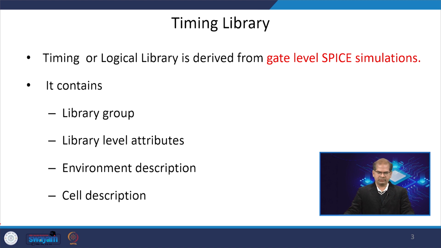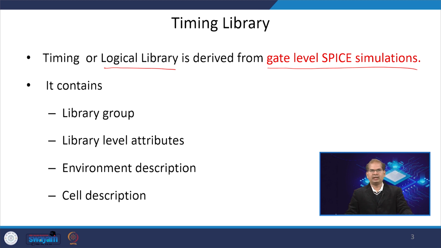If you look into the timing library, it is also popularly known as the dot lib, or the logical library. Why is it called a logical library? It has no gate level information inside it, but it has the timing and power information stored inside this file. How can we get that data? Through gate level SPICE simulation. The timing or logical library is derived from gate level SPICE simulation.